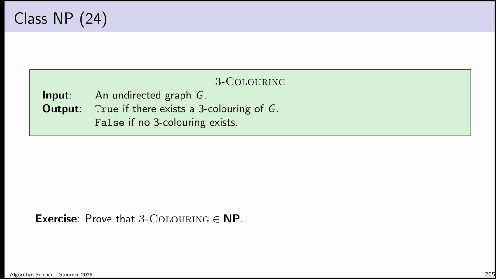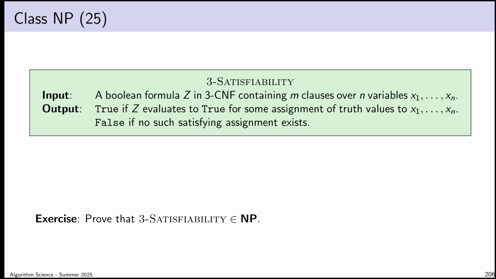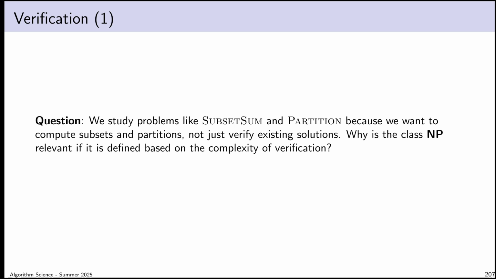Some exercises to try out. I think you'll find these are quite easy to do. Prove that the 3 coloring problem is in NP. So find some certificate and show that it can be verified in polynomial time. Prove that 3 satisfiability is in NP. So find a certificate and prove that that can be verified in polynomial time.